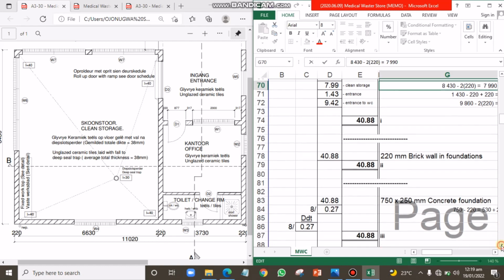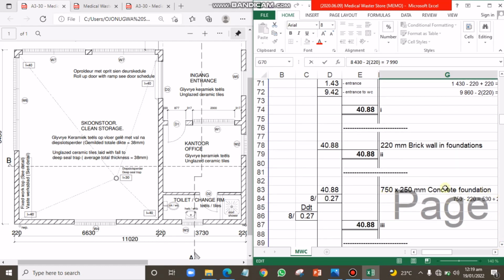But if I'm booking for my concrete in foundation, well, I'm still going to repeat the same thing. It's still going to be 40.88, which is still the same length around the external surface. So the perimeter length around the external block work, 40.88. That's where we're going to pour in concrete.